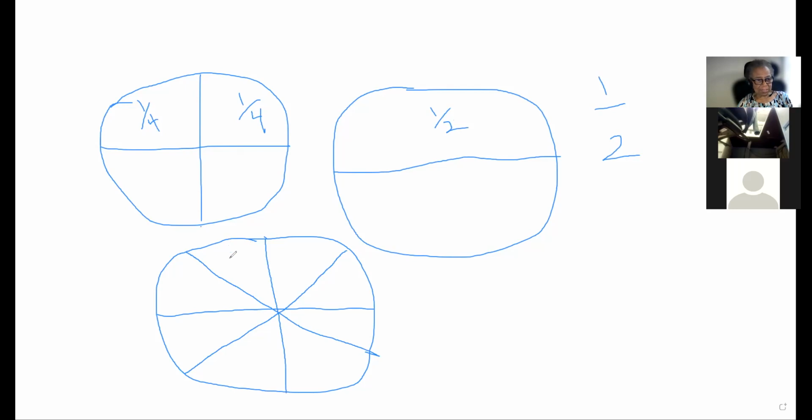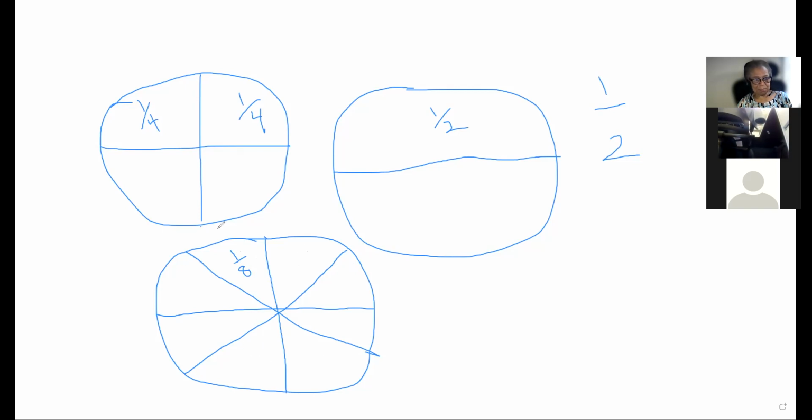So what fraction is this fraction right here? What fraction? 1/4. That's a fourth. This is smaller than a fourth. What is that? What's half of the 1/4? 1/8, right? That's 1/8. Because look, Maureen, you have 1, 2, 3, 4, 5, 6, 7, 8.